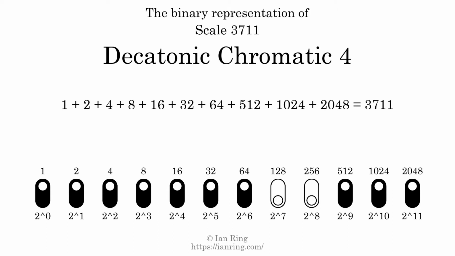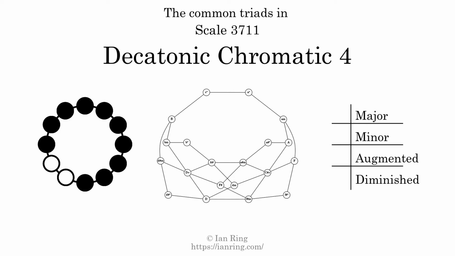3711. The scale number not only enumerates the scale with a unique index, but it also literally describes the tonal content of the scale. Represented as a binary number in base 2, the scale number is 1110011111111. Here are the common triads present in this scale.